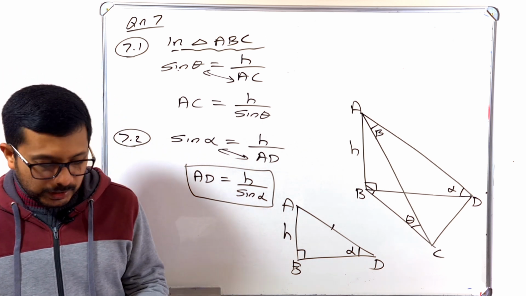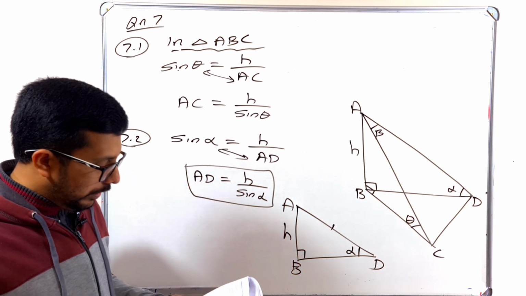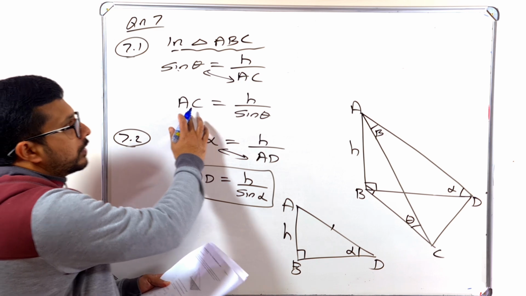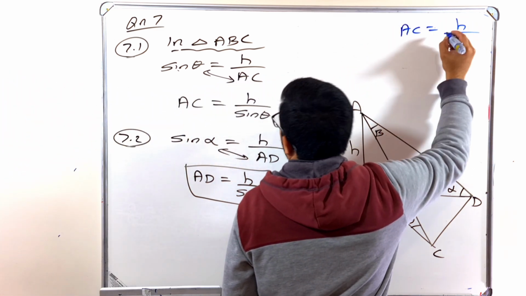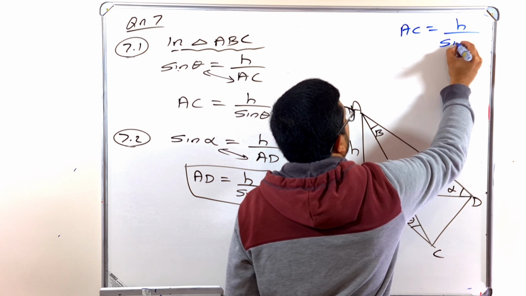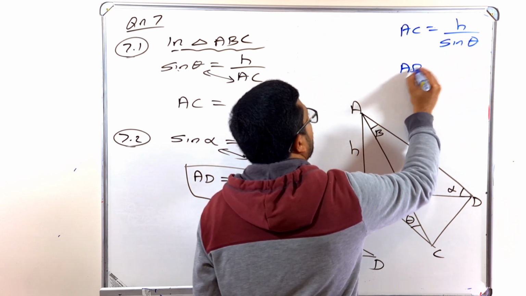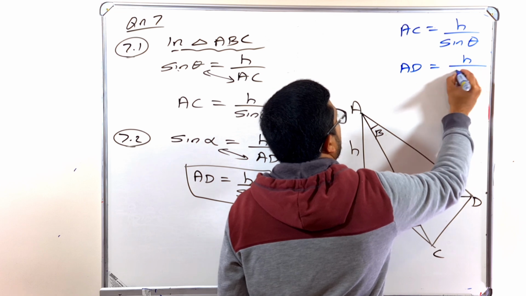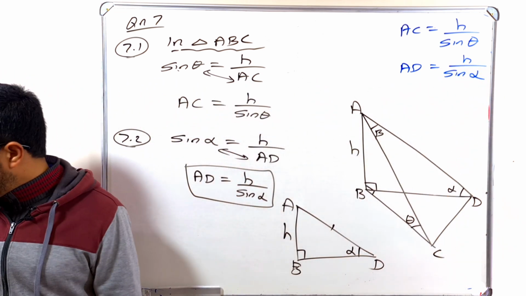Now let's move to the next question, 7.3. Before I erase this, what is AC? h divided by sine theta. And what is AD? h divided by sine alpha. Maybe we have to use those for the next question.